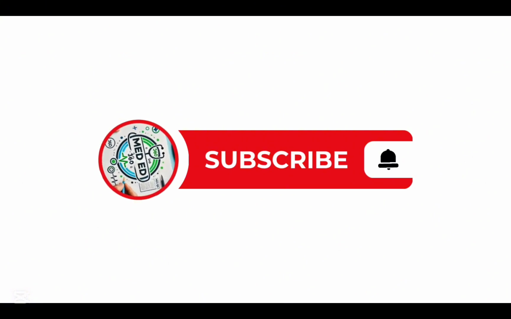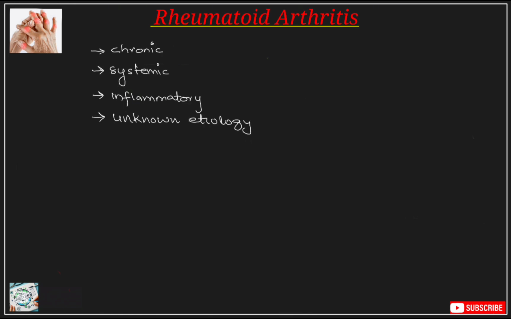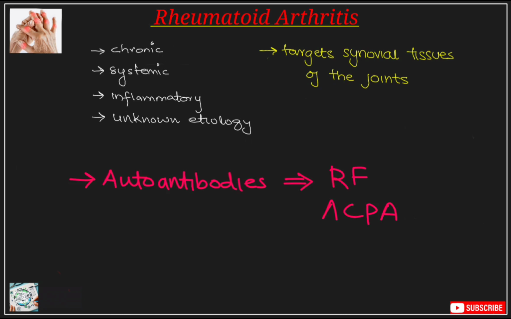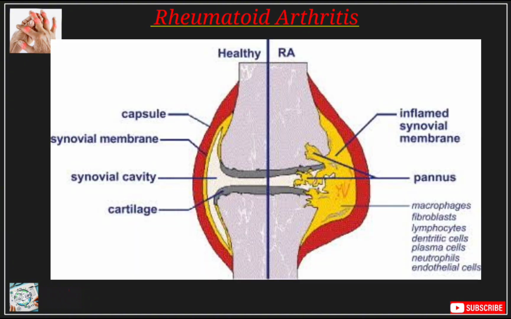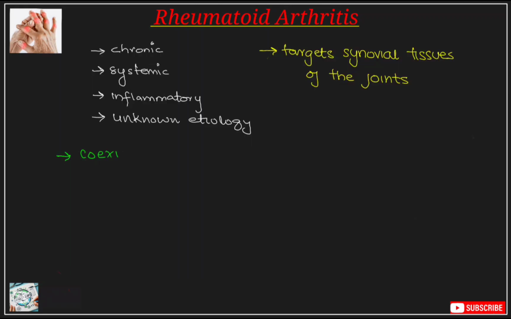So, rheumatoid arthritis, or generally called RA, is a chronic systemic inflammatory disease of unknown etiology, primarily affecting the synovial tissues of the joints. In most cases, it is associated with elevated serum autoantibodies, including rheumatoid factors and antibodies to the citrullinated peptide antigens. The primary site of pathology is the synovium, where persistent inflammation leads to synovial proliferation and formation of the pannus. This invasive tissue then gradually destroys the cartilage, bone, and ligaments, resulting in joint damage and deformities.